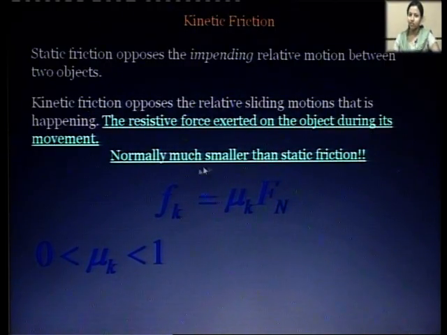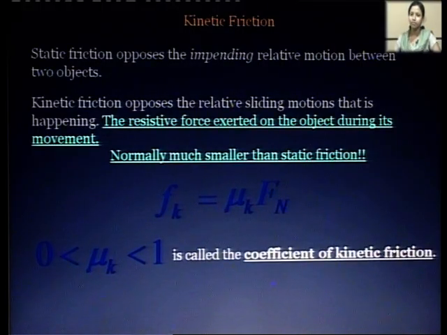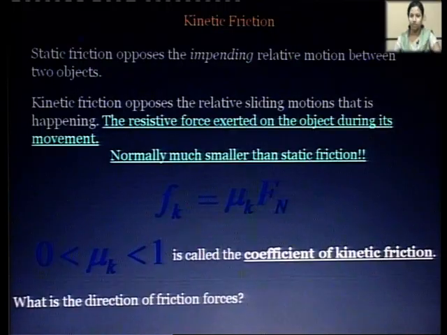This is the mathematical definition of Fk. Kinetic friction is equal to mu k into Fn. Mu k is the coefficient of kinetic friction, Fn is the normal force, and Fk is kinetic friction. Mu k always lies between 0 and 1. We already know that mu is simply the ratio of two forces, so it has no units. Its value lies between 0 and 1. This is called the coefficient of kinetic friction.